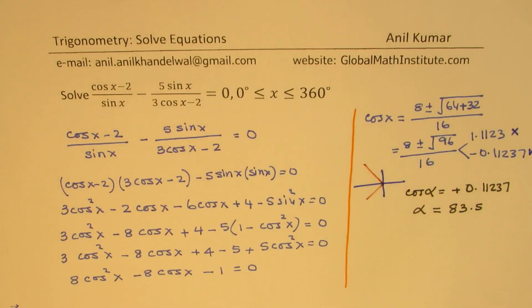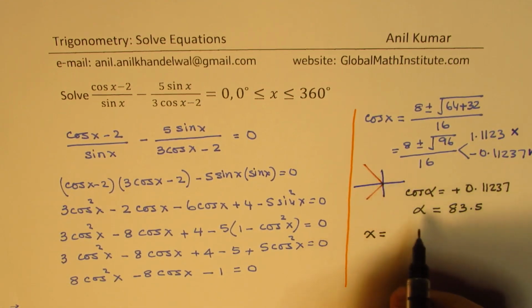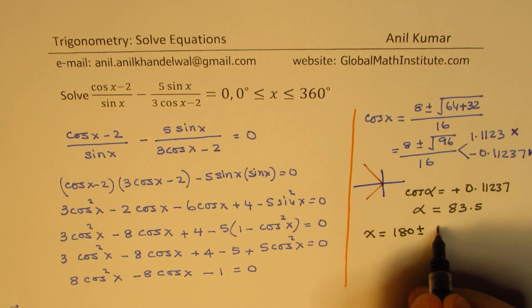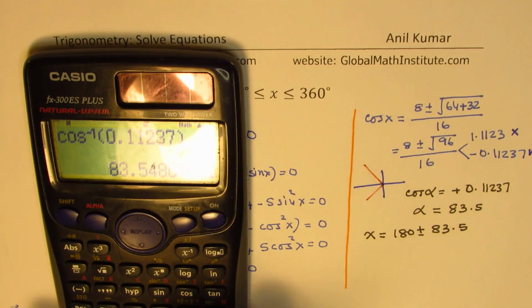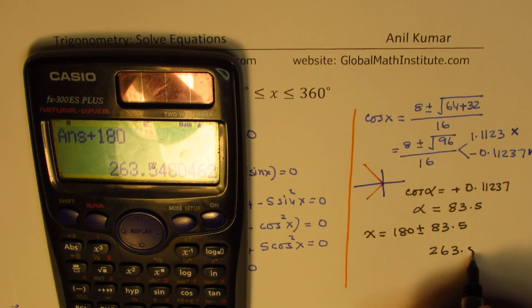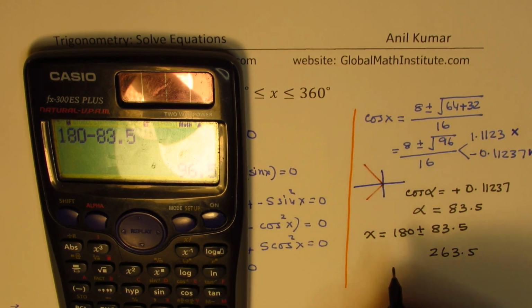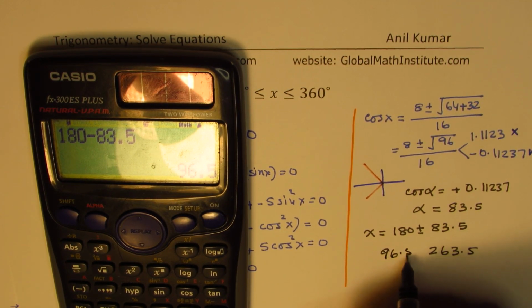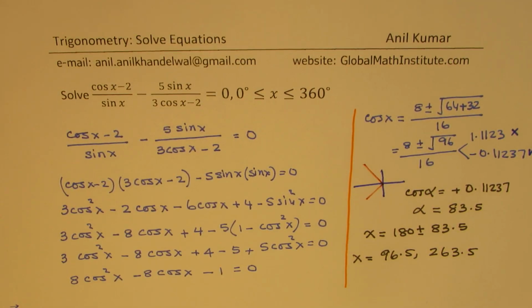So that is the value of alpha. So within this interval, 0 to 360 degrees, we get x as equal to 180 plus minus 83.5. Is that clear to you? So let's do that. So we can add 180 to this. So one answer is 263.5, and 180 minus 83.5 will give us, in decimals, 96.5. So those are the two values for x which are going to satisfy the given equation.